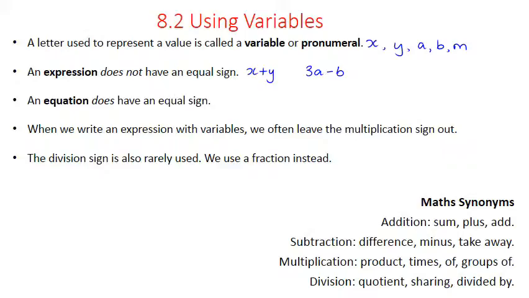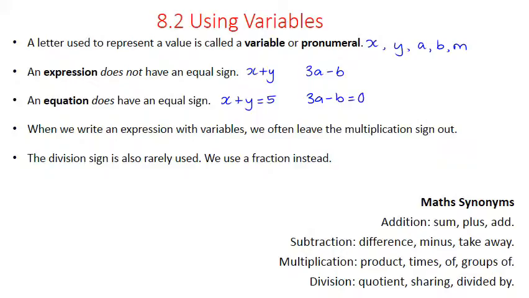An equation does have an equal sign, so that might be something like X plus Y equals 5. Because it has an equal sign, it's now called an equation rather than an expression. So another one, 3A minus B equals 0. It has an equal sign, therefore it's an equation.